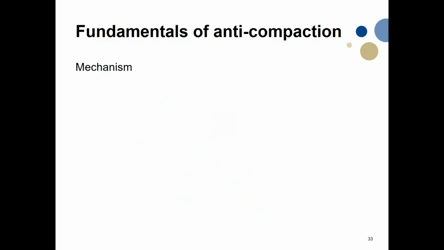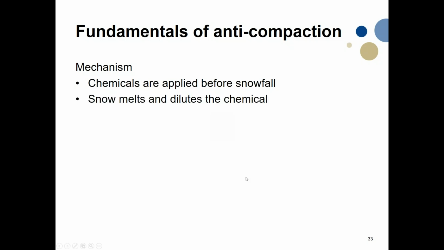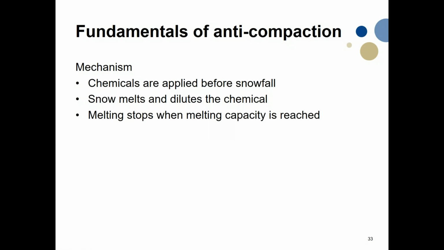And so the real mechanism, or at least the mechanism of how this works in practice, as we view it, is that we apply these chemicals at an early stage. And indeed, some of the snow will melt. And as it melts, it dilutes the chemical. And you can melt until you have reached the melting capacity of your de-icer. So you could actually theoretically calculate how much snow you can melt on your pavement. And at that point, there's still no grain of snow on my pavement, but my pavement is wet with this diluted de-icer.